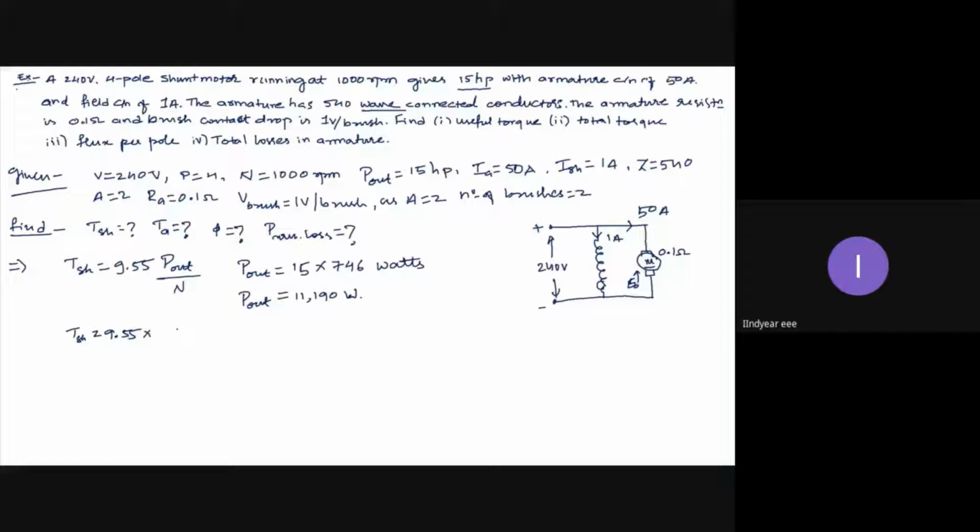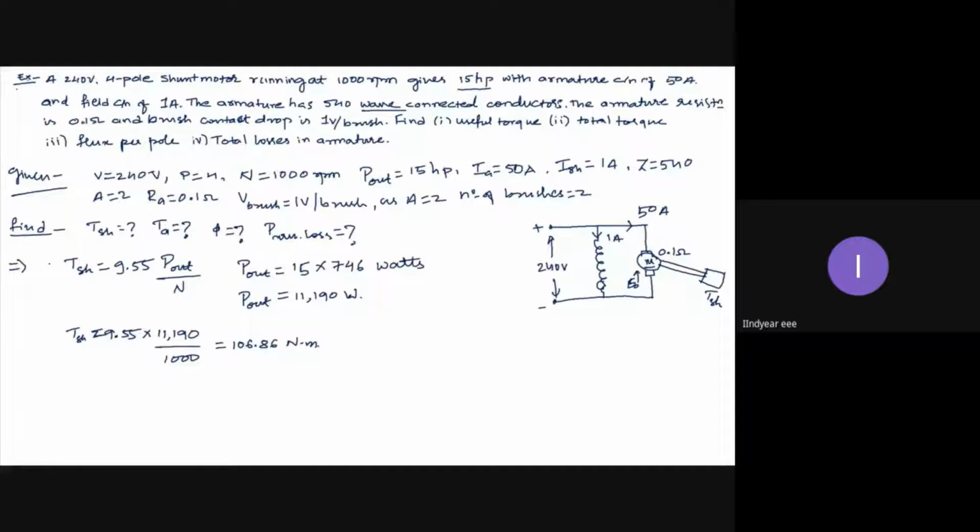So therefore TSH is 9.55 into 11,190 divided by speed is 1000 equals to 106.86 Newton meter. So this is the available torque at the load. Okay, so this is TSH. So load is connected here. This is TSH. Now what is TA?